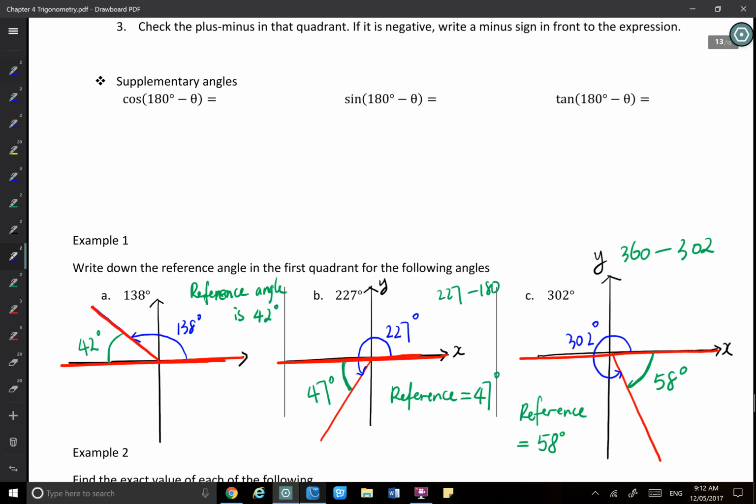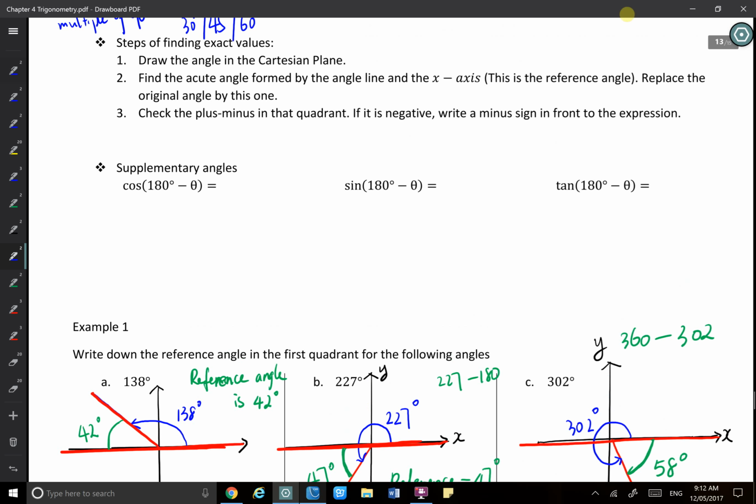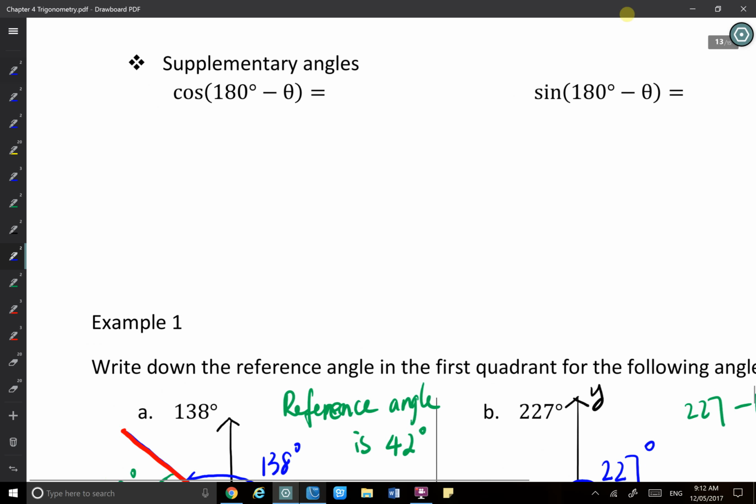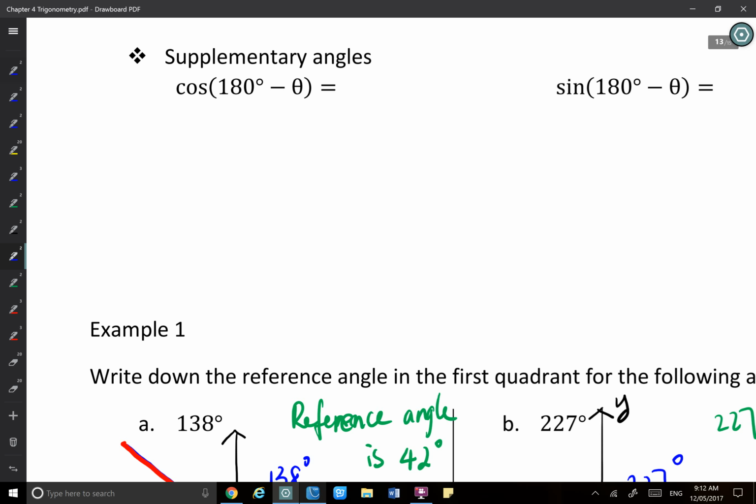And if you go up a little bit, the supplementary angles, that's actually a formula. But I don't really want you to remember these things by using formula. You need to know how to find those angles. So first of all, let's have a think. If theta is an acute angle, which quadrant will 180 minus theta be in?